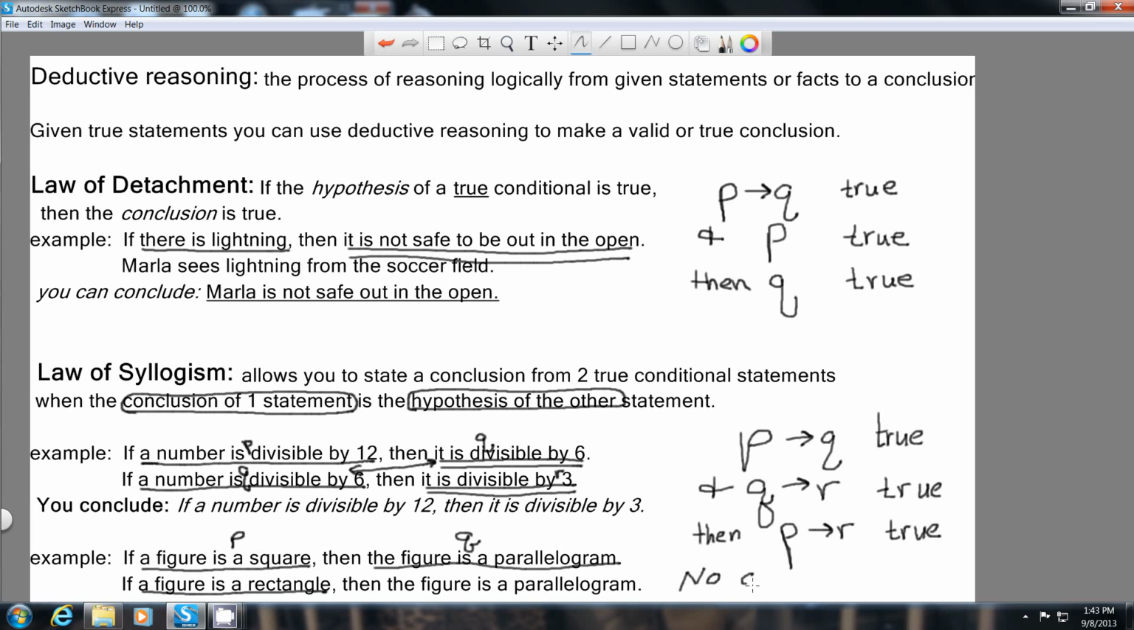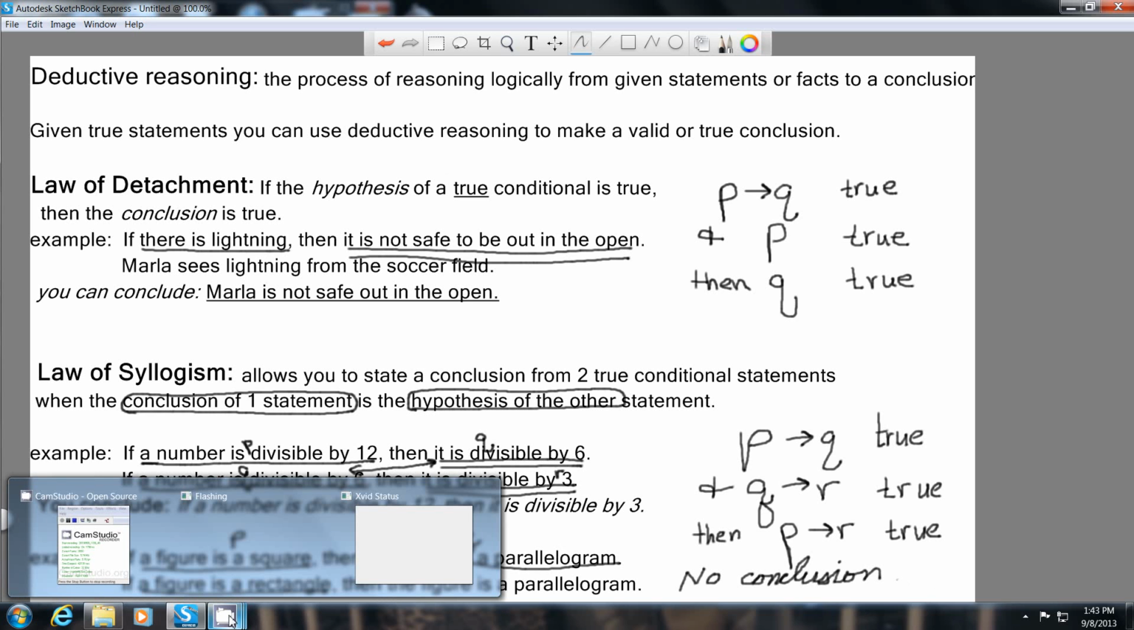because it does not meet our law of syllogism that says if P then Q is true and Q then R is true, then if P then R is true. So there is no conclusion for this second example. We will practice this in the classroom and hopefully make you very comfortable with the law of detachment and the law of syllogism.